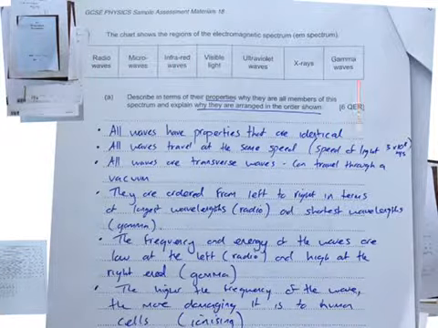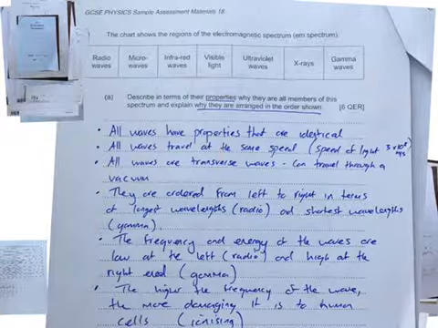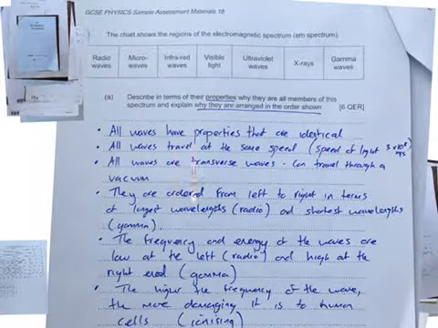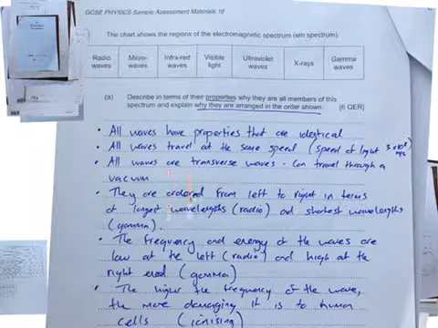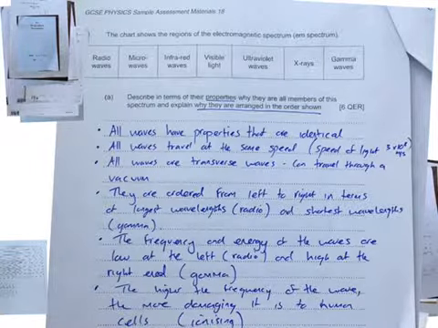They all transfer energy, they all move at the speed of light, and they're all a transverse wave. So that's the 3 things. So I've written it there. So the properties are identical. Waves travel at the same speed, the speed of light, and they're all transverse waves. So they can travel through a vacuum. Otherwise, how on earth could we get sun to us?